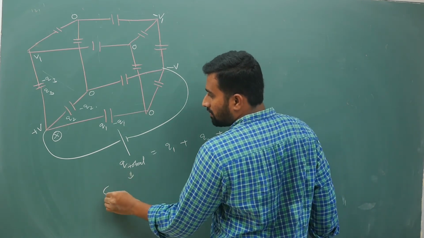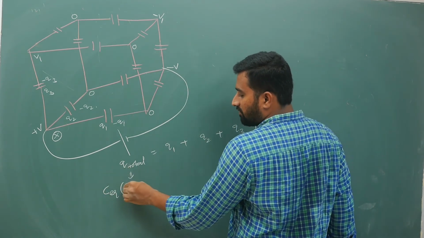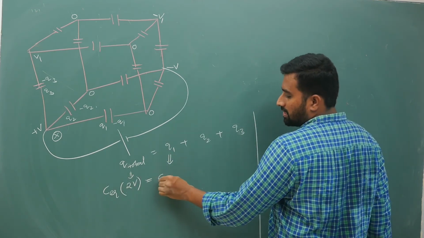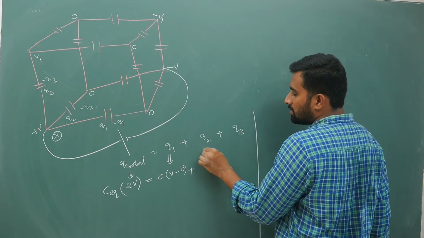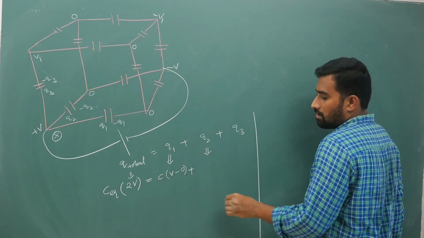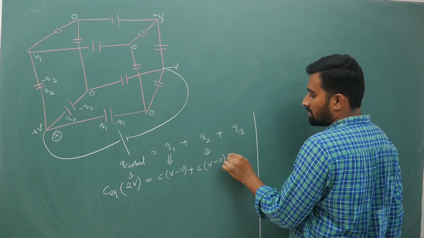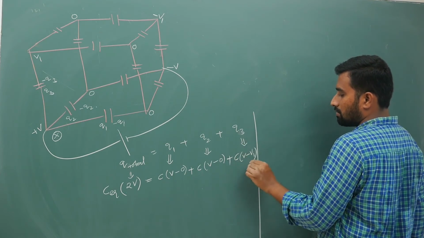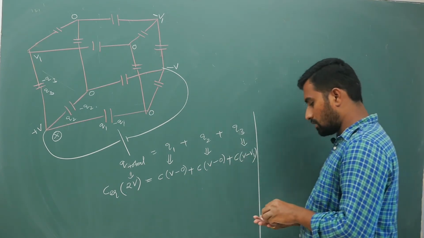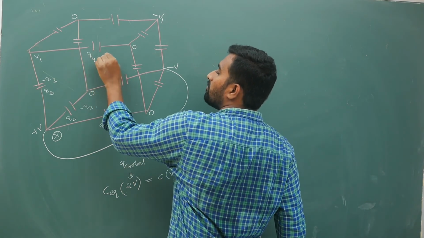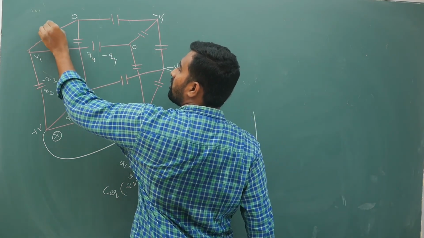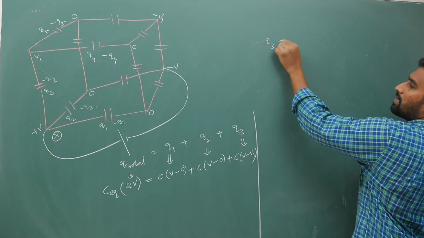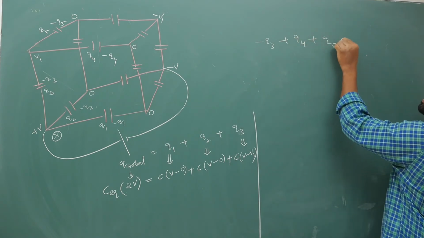So your C equivalent times 2V is equal to Q1. What is Q1? It is C times (V minus 0), plus Q2, which is C times (V minus 0), plus Q3, which is C times (V minus V1). Okay, right? Now this is your Q3. Now it is Q4 minus Q4, Q5 minus Q5. So minus Q3 plus Q4 plus Q5 is going to be equal to 0.